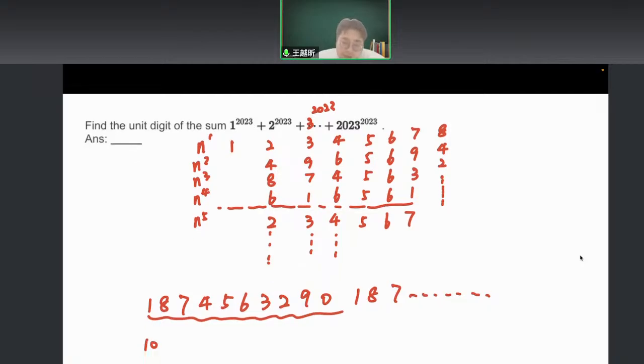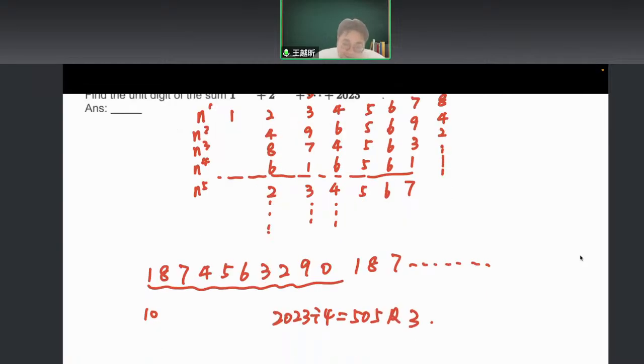So about 2023, you divide by 10, and the remainder is 3. So after you calculate this part, okay, sorry. So for this one, you need to find out 2023 divided by 4 equals 505, remainder 3. So the last one is just this 2, 3. And you can find out the sum.